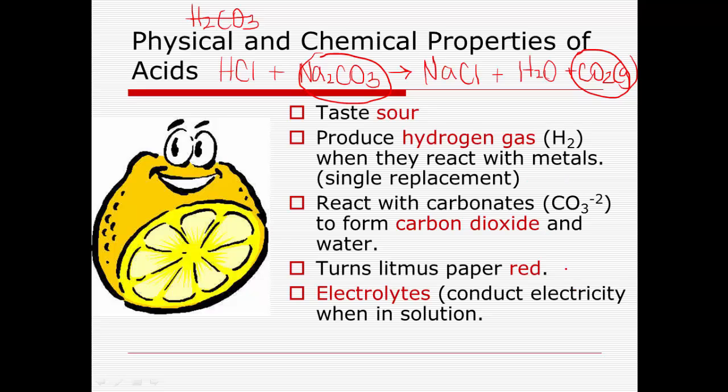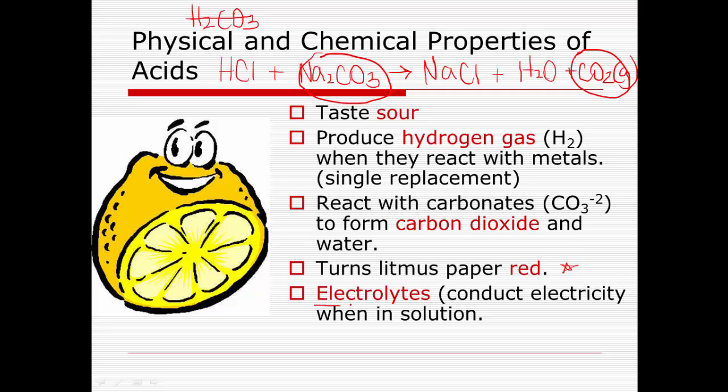Other properties, they turn litmus paper red. We'll talk more about indicators later in the unit, but basically you might have heard of a litmus test. A litmus test on acids and bases results in a red color if you're testing an acid, and we'll see that it forms a blue color in a base.